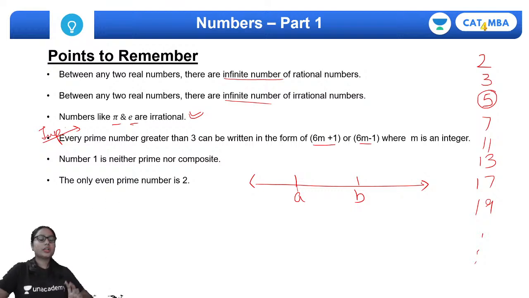So if you have to determine whether a particular number is a prime number or not, you can use this rule. Divide it by 6 and see if it is in the form of 6m plus 1 or 6m minus 1 or not. Alright, I hope this is clear. Next point.